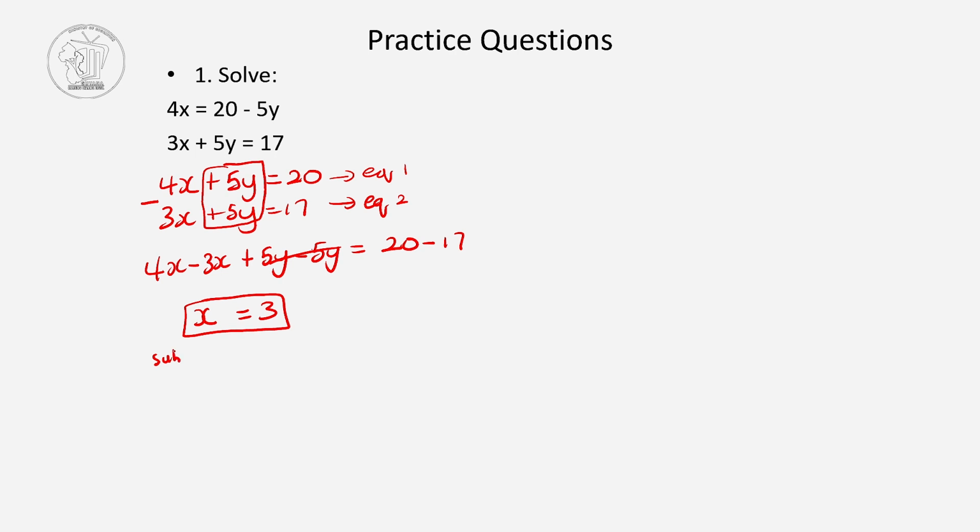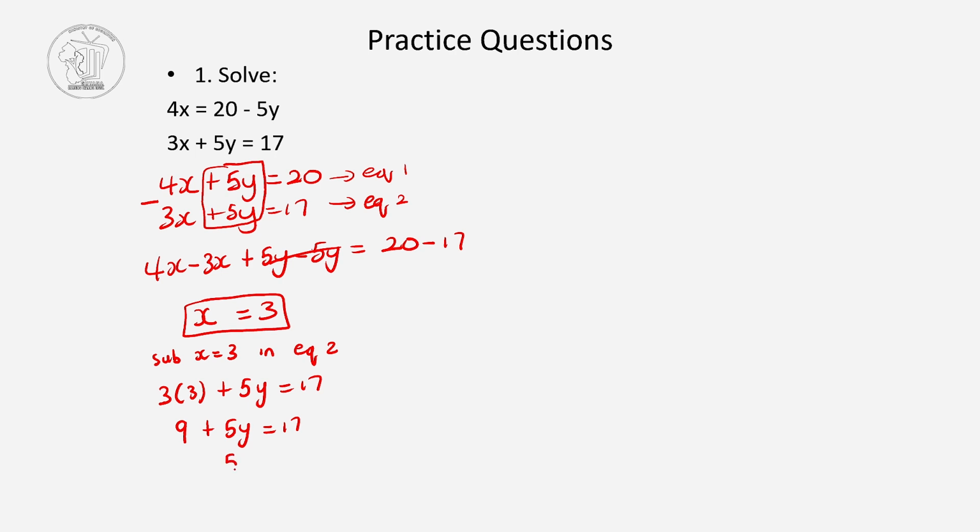So we'll substitute x equal to 3 in, let's use equation 2. Doesn't matter which one you use, right? You can use equation 1 or equation 2. So we'll have 3 open bracket, instead of x we'll say 3, plus 5y is equal to 17. So 3 times 3 is 9, plus 5y is equal to 17.